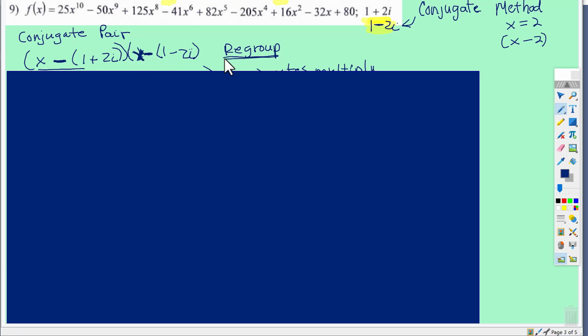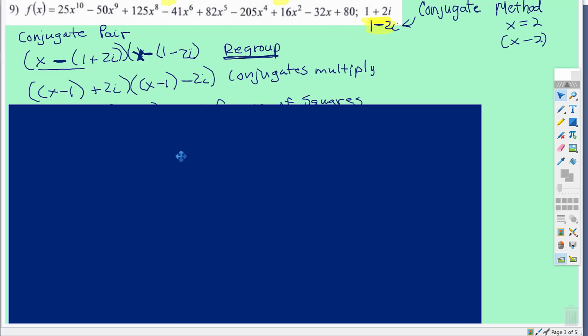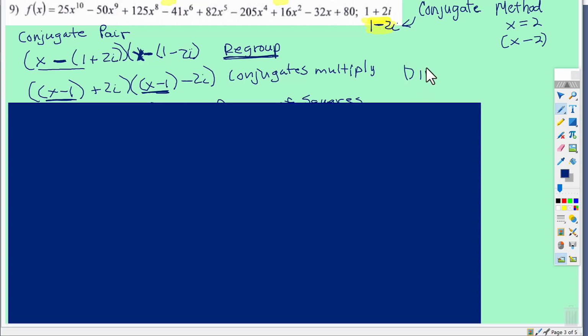And then what we notice is if we regroup, well, here's an x minus 1, here's an x minus 1. So now you've got an x minus 1 plus 2i, x minus 1 minus 2i. Well, that's a new set of conjugates. That's a difference of squares. Remember, x squared minus y squared is x minus y, x plus y. That's what we've got here. X plus y, x minus y. So we're going to multiply those out.